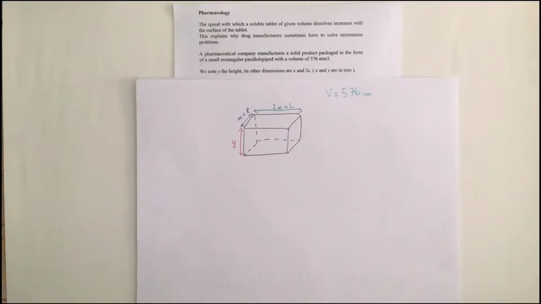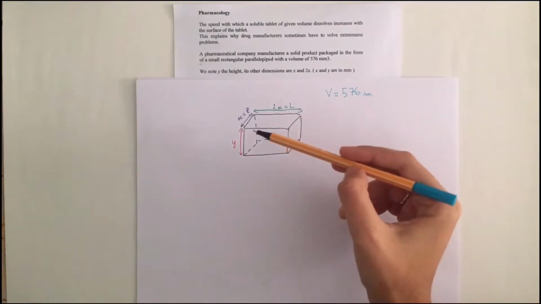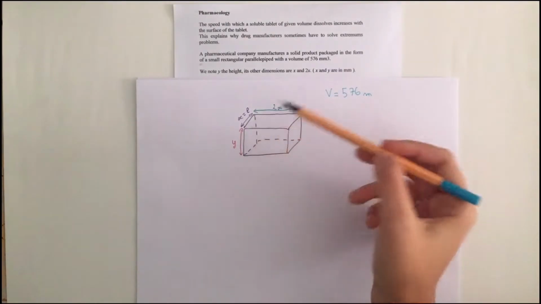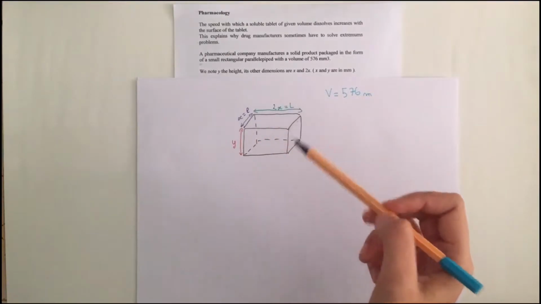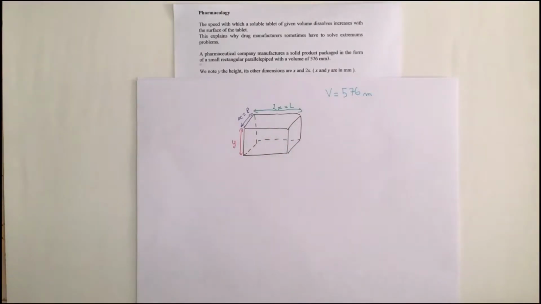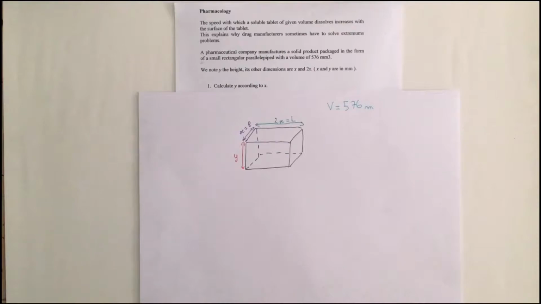If we look again at the exercise, we see that the solid product is packaged in the form of a small rectangular parallelepiped with a volume of 576 mm³. We have the height, which is y, the width, which is x, and the length, which is 2x. The first question: calculate y according to x.